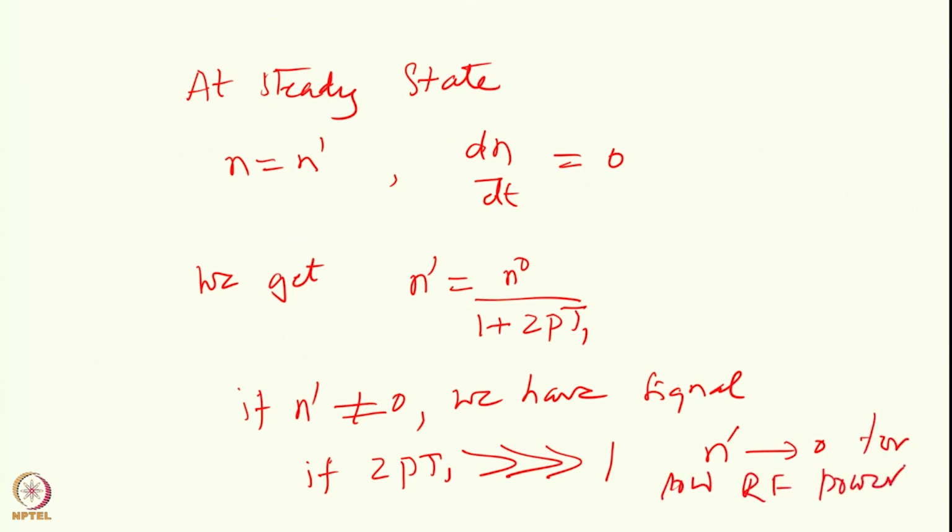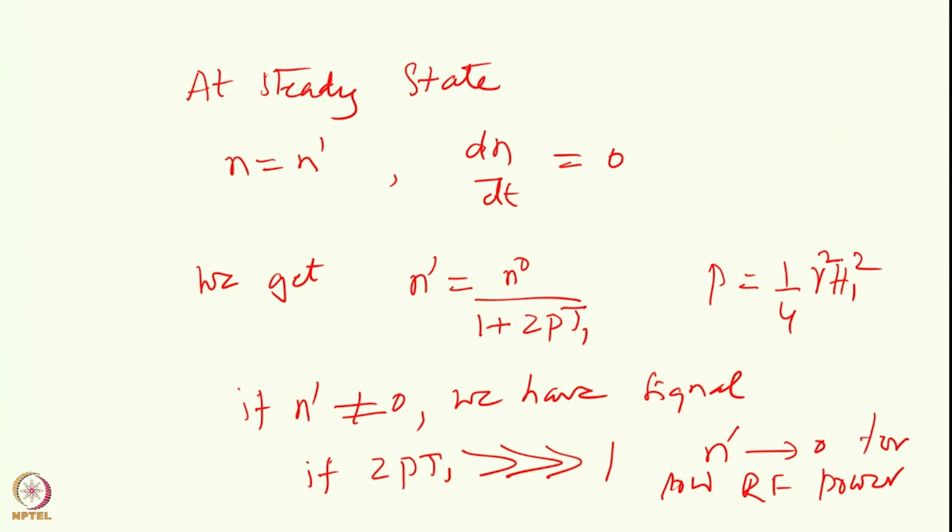And why RF power? Because RF power dictates the value of P, depending upon how much RF power we have. So, let me write here there is also an equation for P. P is equal to 1 by 4 gamma square H1 square, and H1 is my amplitude, right. So, therefore, even when H1 is very small, if 2p T1 is very large, then n dash goes to 0.